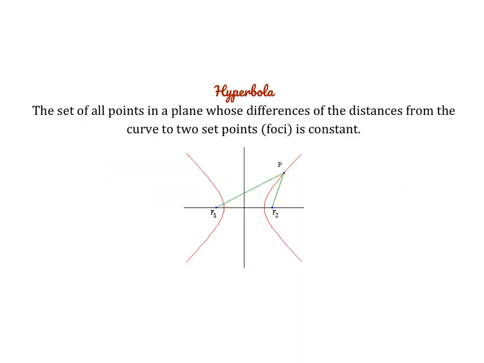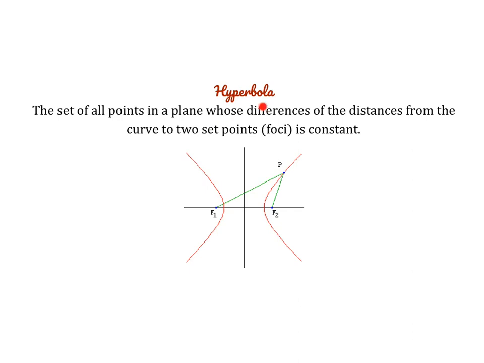So this is the geometric definition of a hyperbola. The hyperbola is what you see, the two arcs in red. By definition, a hyperbola is the set of all points in a plane whose difference of the distances from the curve to two fixed points, which are the foci, these two points, is constant.